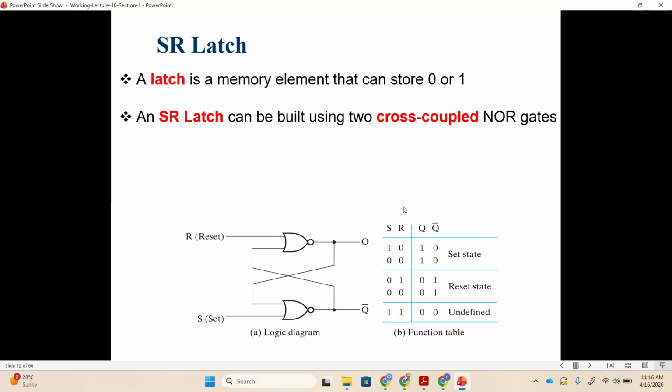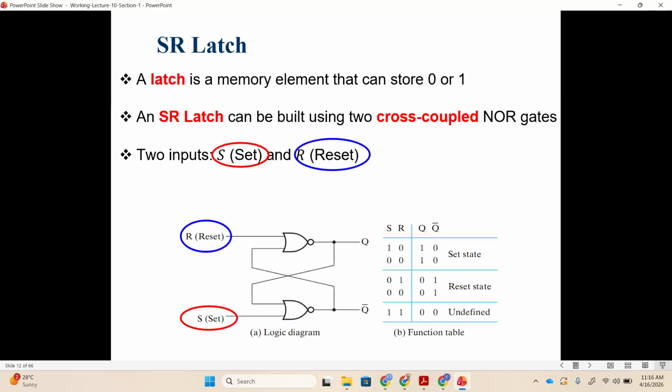Got it or not got it? So these are the two inputs. It's a cross-coupled NOR gate. Can you see here there are two inputs, S and R. What is the color for S? Red. What is the color for R? Blue. So we have two inputs.